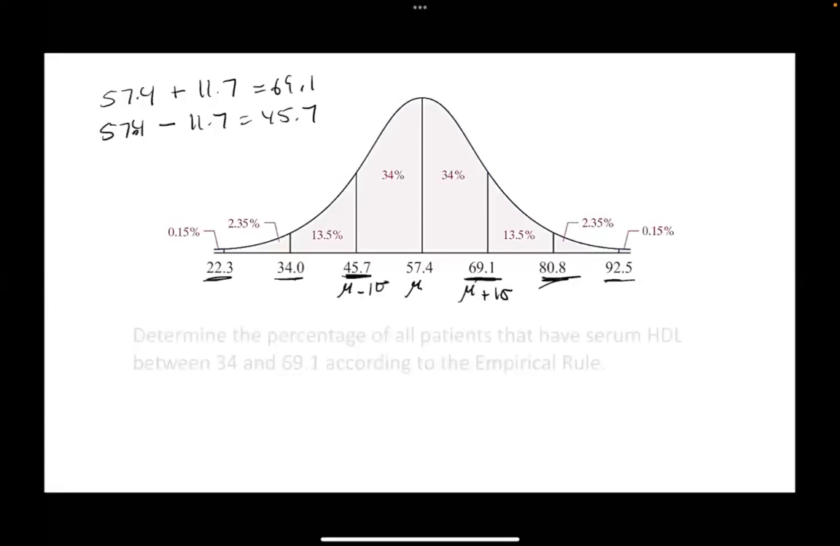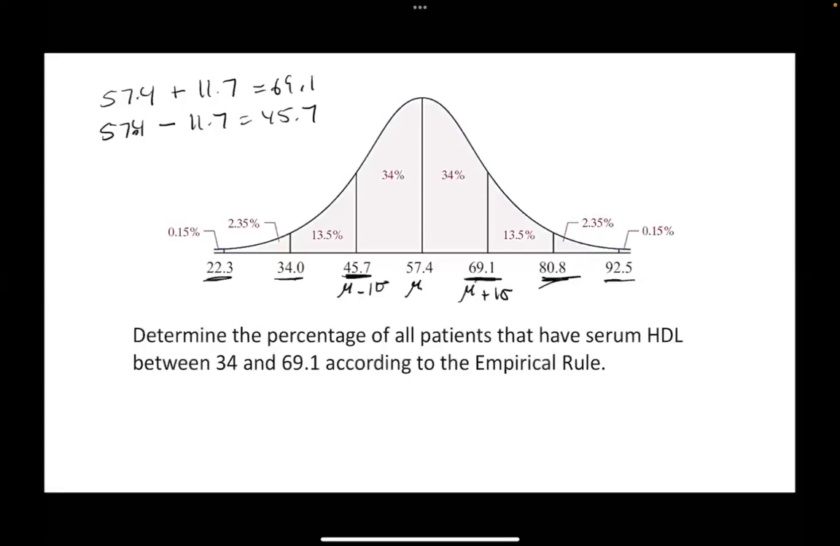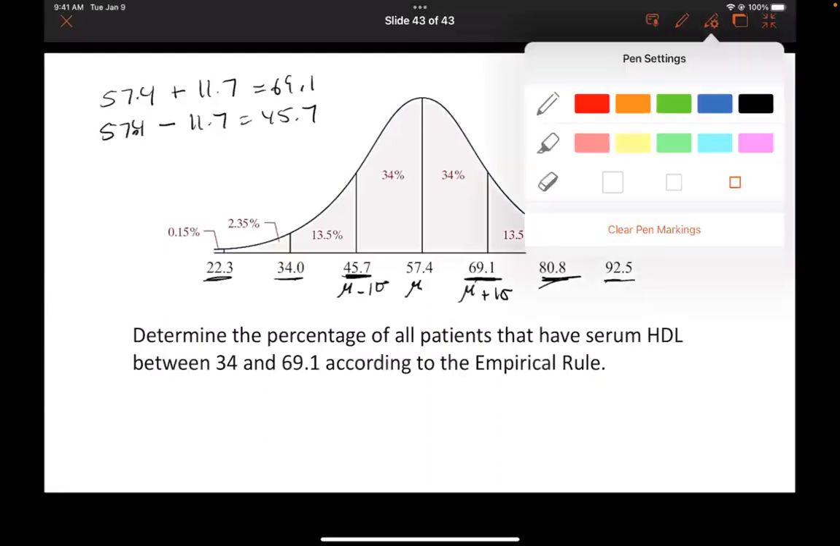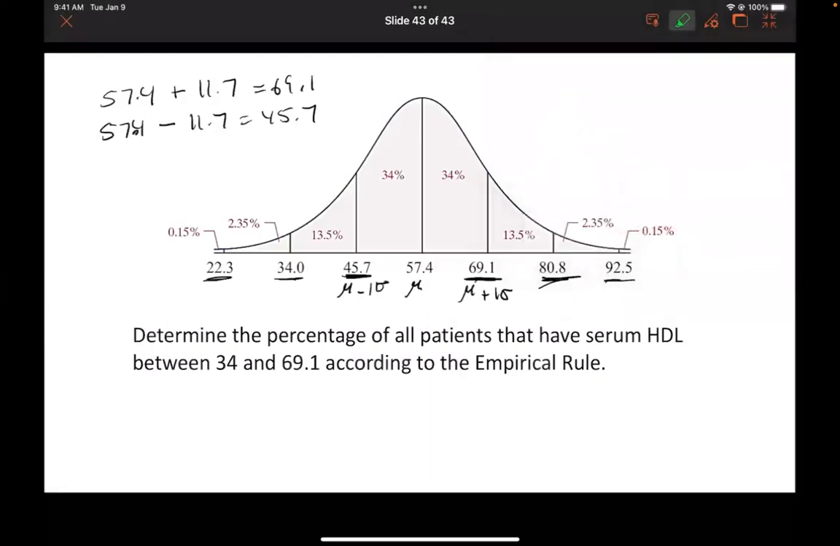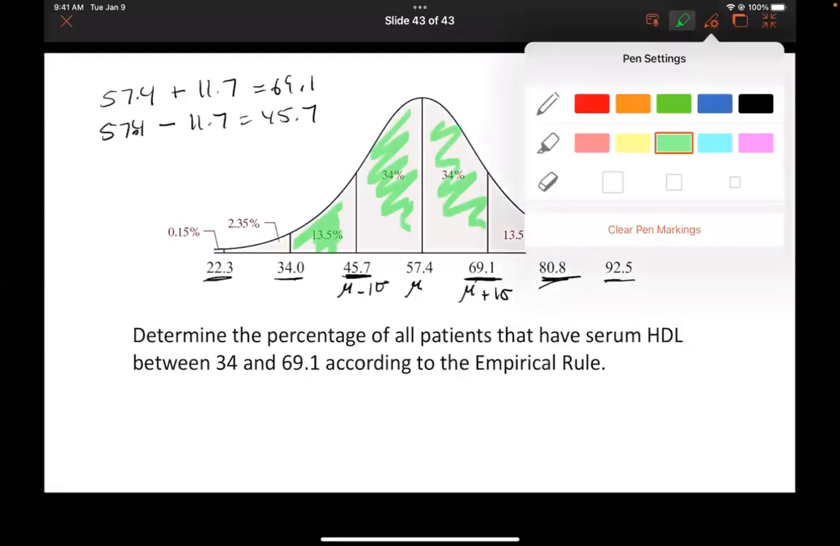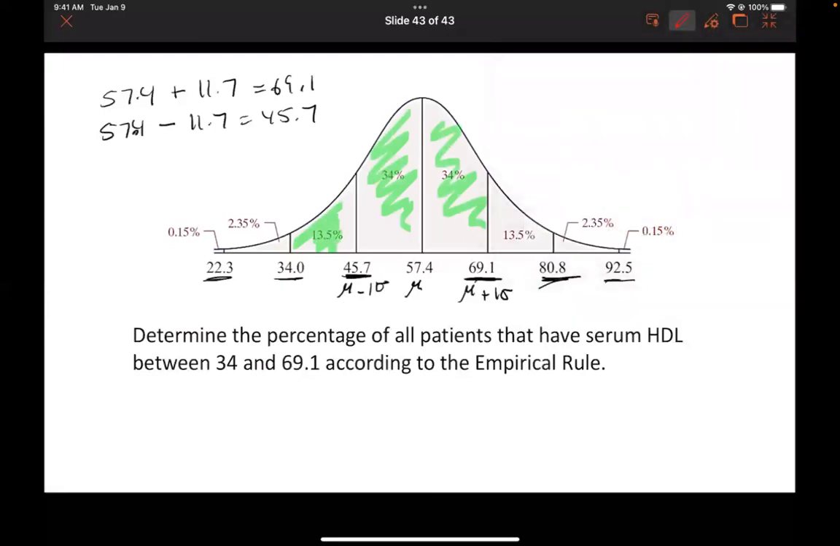We want to know what percentage of all patients have serum HDL between 34 and 69.1, according to the empirical rule. So here I am. 34 is right here. So I want this slice, this slice, and this slice. So what I'm going to do is add those percents together: 13.5 plus 34 plus 34.